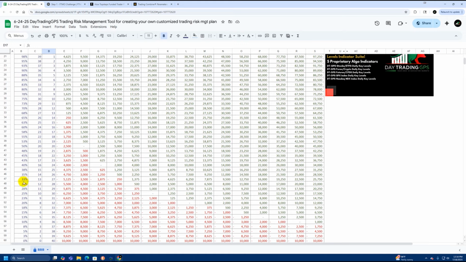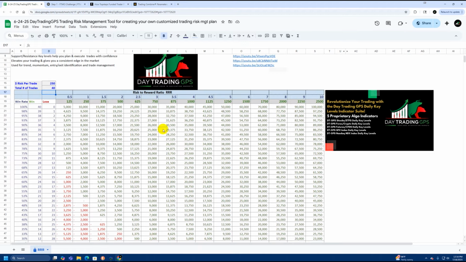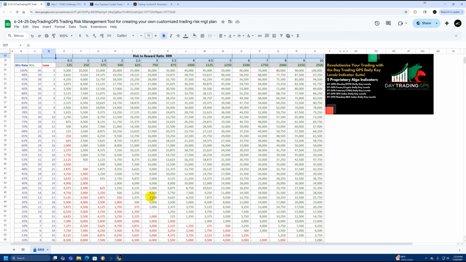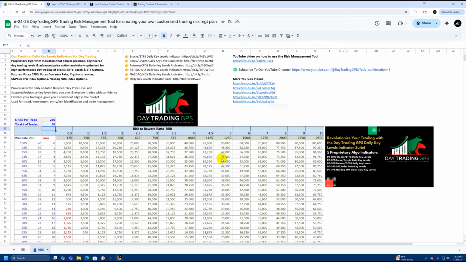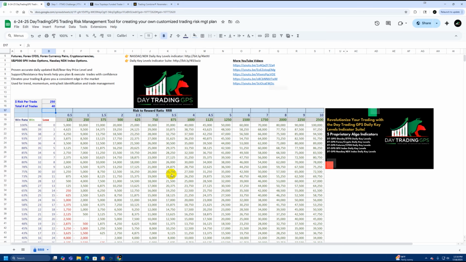And as you can see here, even with a 30% win rate, if you have a 3 to 1 ratio, which is this column here, it's $2,000 profit. So what this tool can also help you with is deciding what risk to reward ratio may be the best for you to use with your average win-loss rate, and really how much total overall risk that you're willing to take within a month.